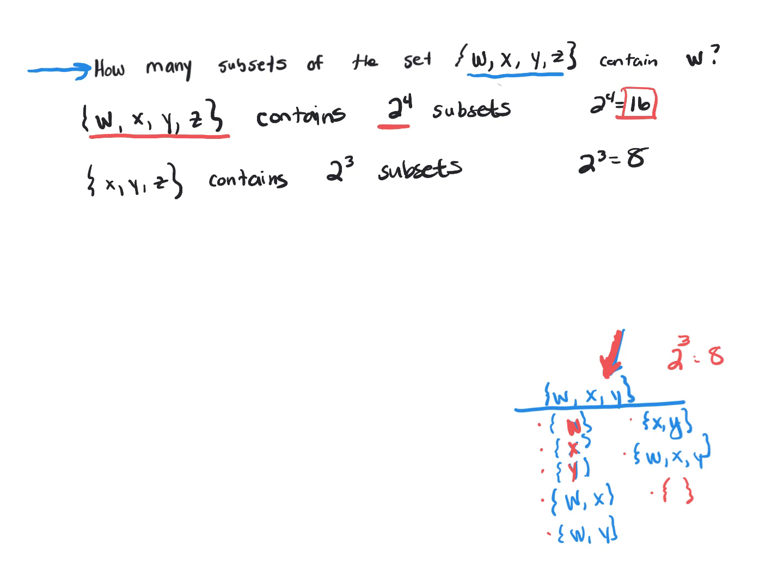Now, we want to figure out how many contain W. So, if you look at XYZ, which is a subset of WXYZ, and you find all the subsets of XYZ, you're going to have 8 of them, and none of those are going to have a W in there because we don't have a W in there to start with. So what you need to do is take all of your subsets, which is 16, and some of those contain this W, but I know that there's 8 of them that do not, so the answer is 8.